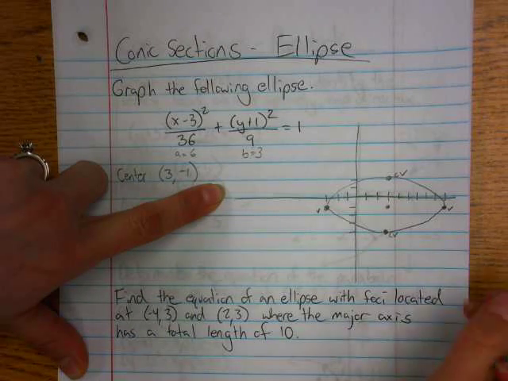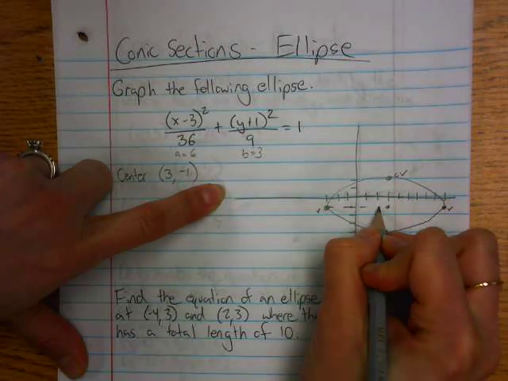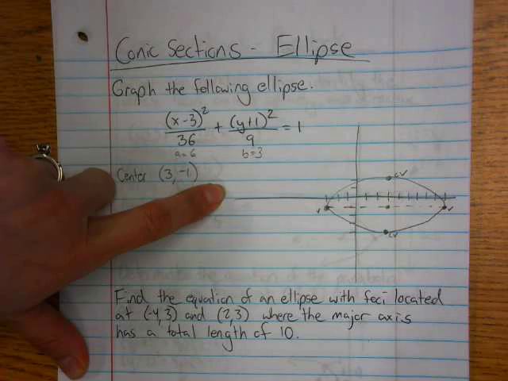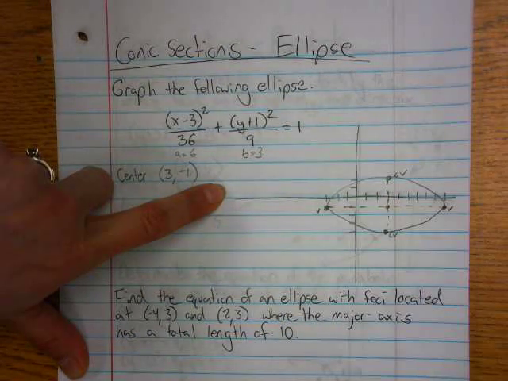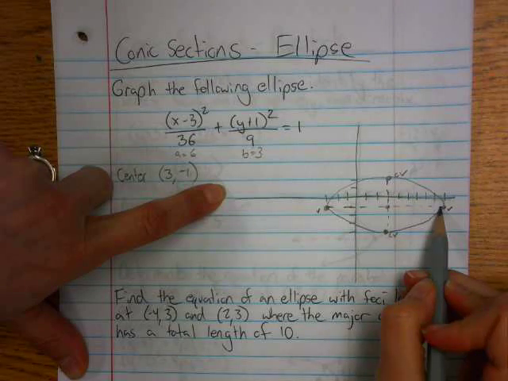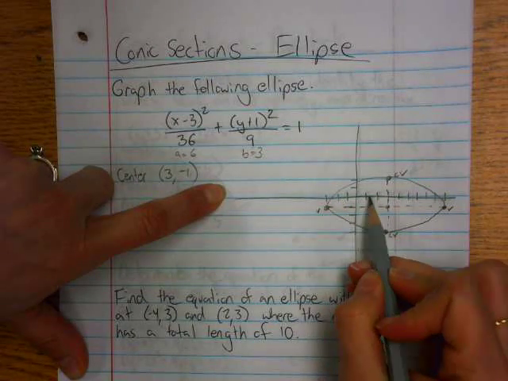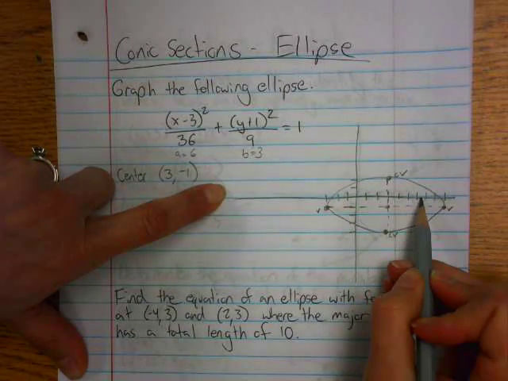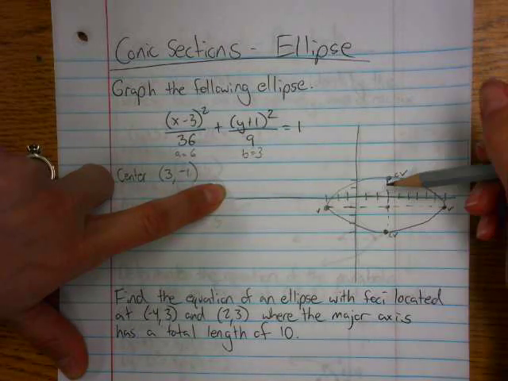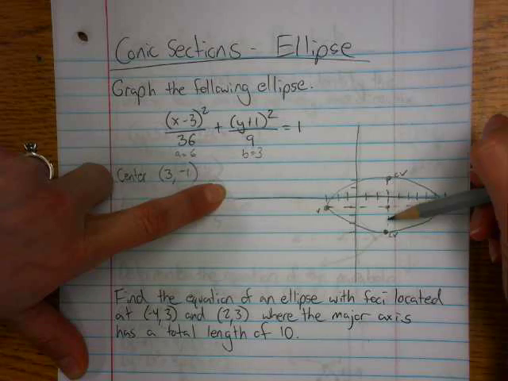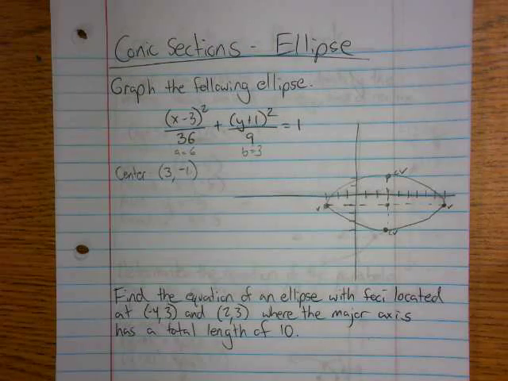Just to review some vocab, this is what we would call our major axis. It's our longer axis. And this is what we would call our minor axis. So our major axis has a total length of 1, 2, 3, 4, 5, 6, 7, 8, 9, 10, 11, 12. And our minor axis has a total length of 1, 2, 3, 4, 5, 6. A total length of 6.